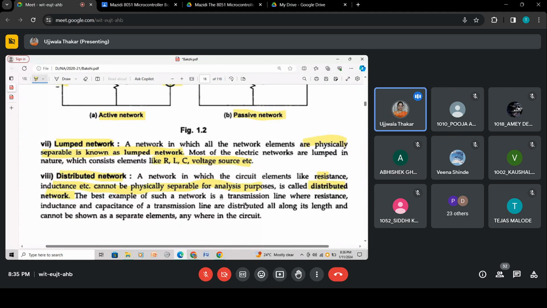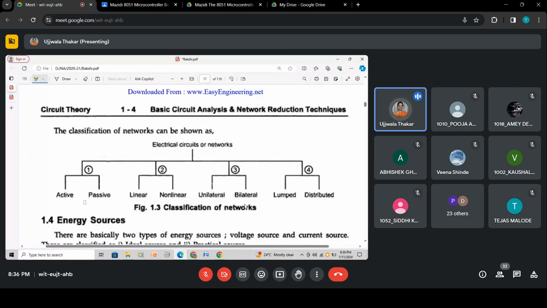The best example of such a network is a transmission line, where the resistance, inductance, and capacitance are distributed all along the line and cannot be shown as separate elements anywhere in the circuit. So these are the definitions of lumped and distributed. This is a summary of the first point that we have covered: electrical circuits, classification of networks.